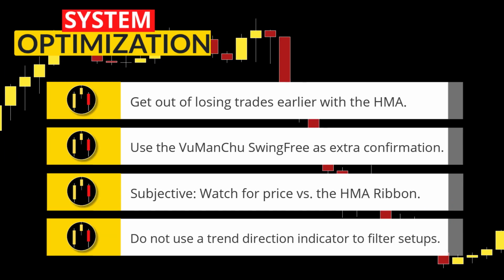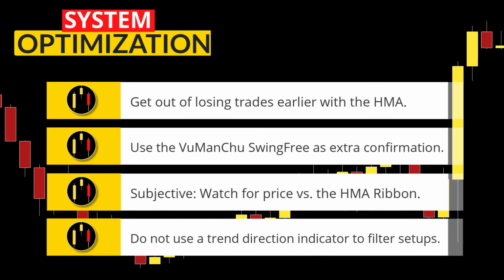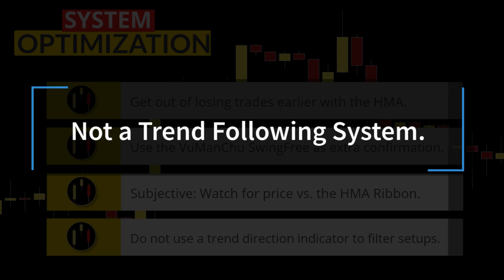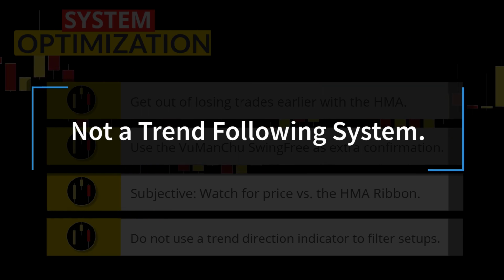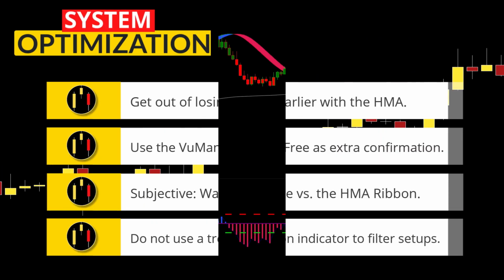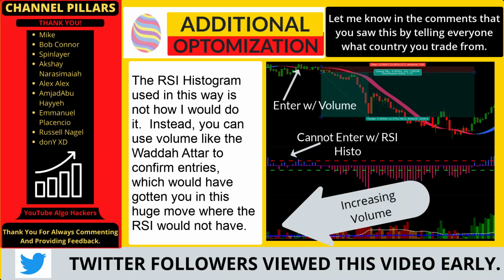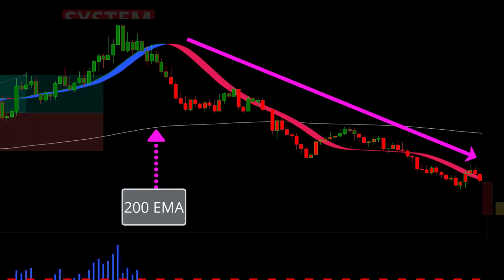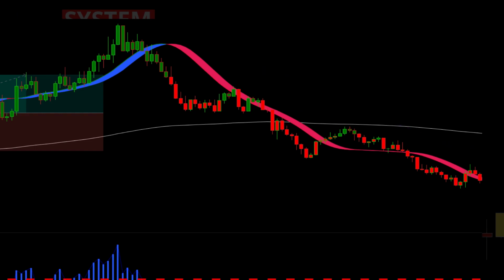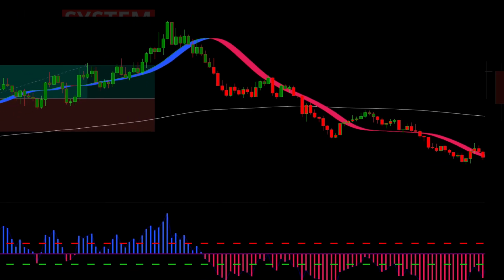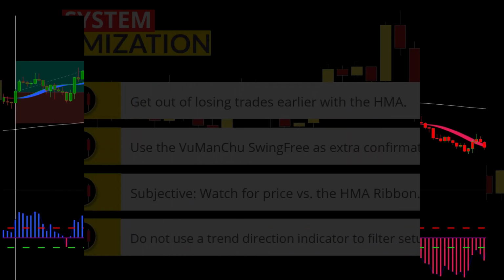The next optimization tip goes against what you see in most of my videos because this system is not a trend following strategy, but rather more a counter trend strategy. Looking at this chart, you can see that this huge move would have been missed if you used the 200 EMA as a filter. I had the 200 EMA on for much of the test just to see what would happen, and this was common on many larger moves.